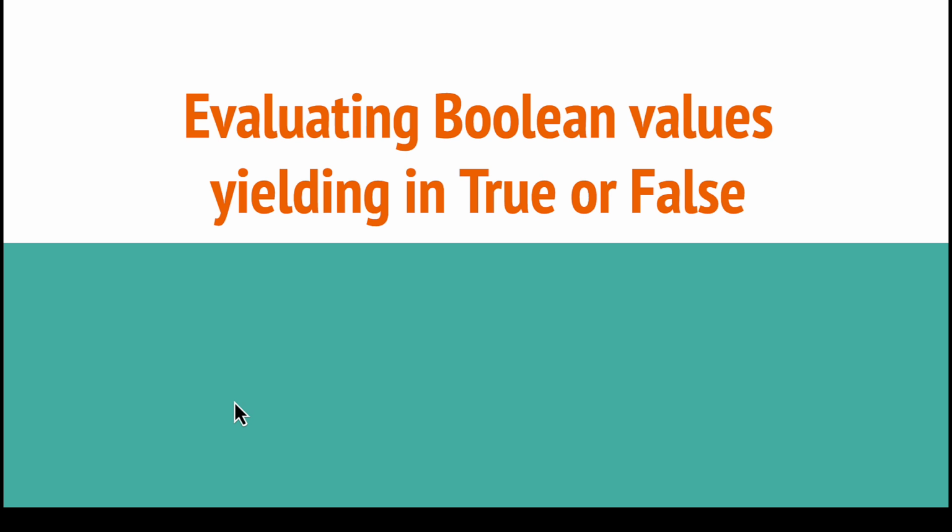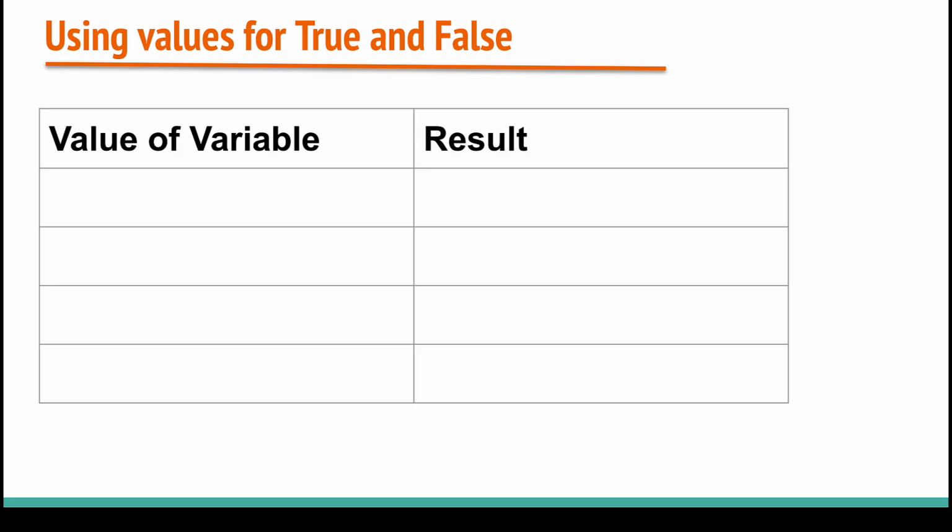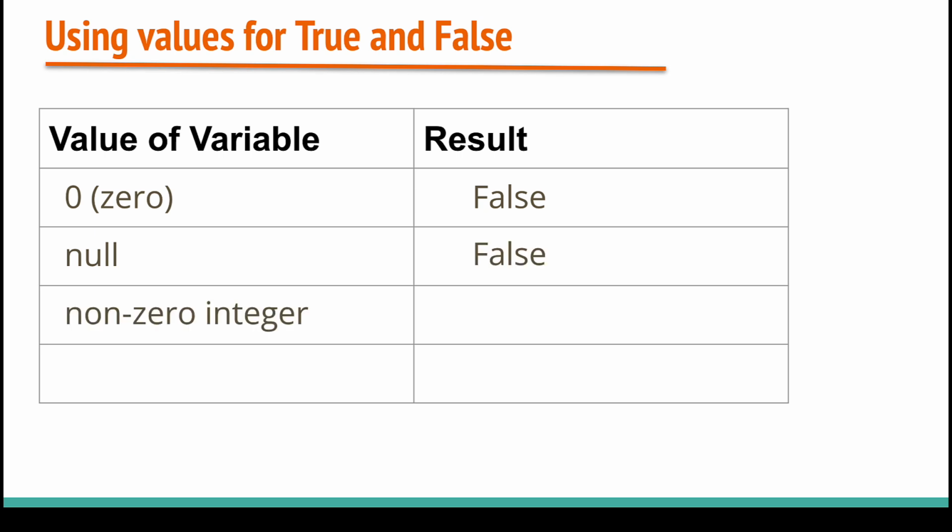So, evaluating Boolean values yields a true or a false. When we have a variable value, if the value is 0, that's going to result in a Boolean value of false. If it's null, blank, meaning nothing, that's also going to generate a false. A non-zero integer, meaning a positive or negative number, is going to yield a true. And anything that has a string in it is also going to yield a true.